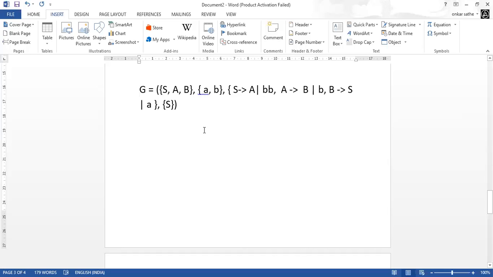Now here there is a chain of unit productions. That means S produces A, again it produces B, and again B produces S. So here there is a chain of unit productions, and we have to remove these unit productions from the given grammar.